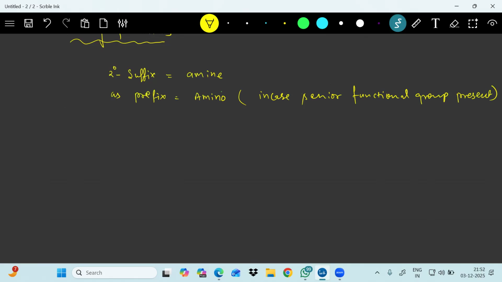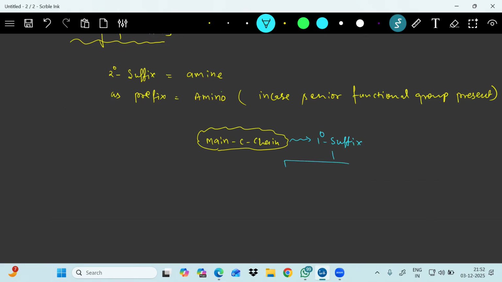The rule for the nomenclature is: first, we have to count the total number of carbons in the main carbon chain. After the main carbon chain, you write the primary suffix. As I said in the previous class, this primary suffix will be either ANE, ENE or YNE. If there is a carbon-carbon single bond, it is ANE, double bond ENE, and triple bond YNE.